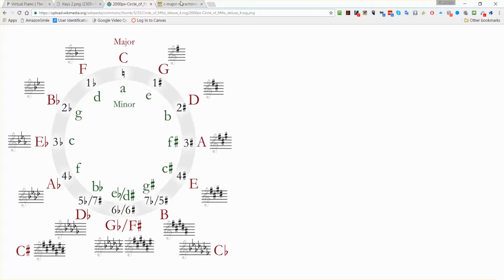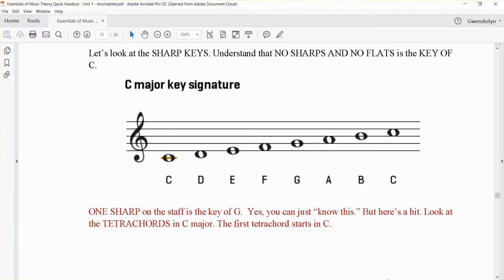Let's now go to my handout. No sharps, no flats in the key of C. One sharp on the staff is the key of G. So the first sharp is the key of G.